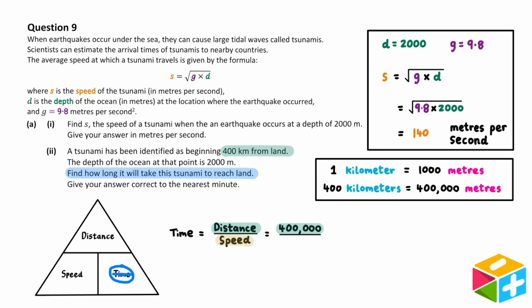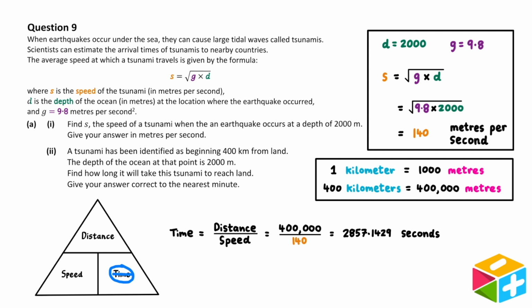Now, let's think about the speed. In part I, we found that when the depth is 2,000 meters, the speed of the tsunami is 140 meters per second. Since we also have a depth of 2,000 meters in part II, we can use this calculation we had earlier. Our speed is going to be 140. So, distance over speed is 400,000 over 140. This comes out as 2,857.1429.